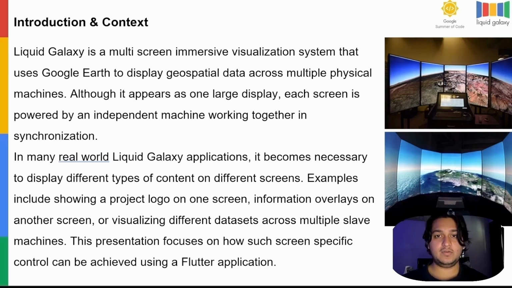This assumption still holds until we do something slightly more advanced, such as sending logos to a specific screen and sending informational overlays on another screen. In real world Liquid Galaxy applications, this requirement comes up very often. For example, when we need to send branding elements or informational overlays or dashboards which should not interfere with the main visualization. This is where screen-specific targeting becomes very important. In this presentation, I'll be solely focusing on how we can achieve that control using a Flutter application without touching any of the individual slave machines.